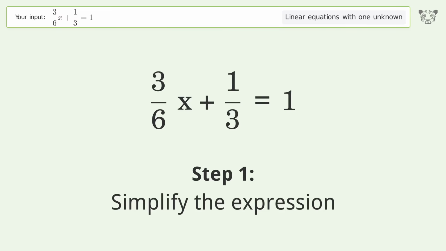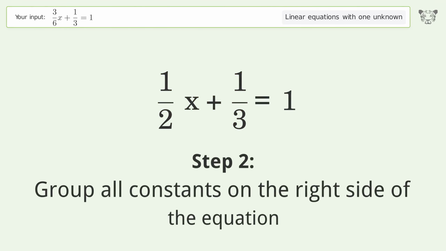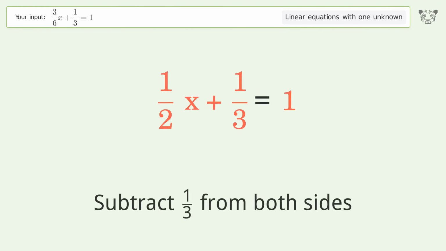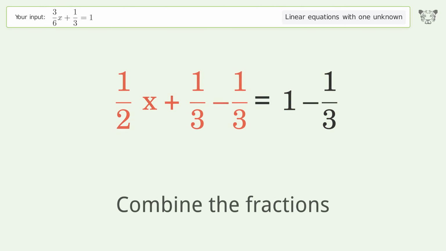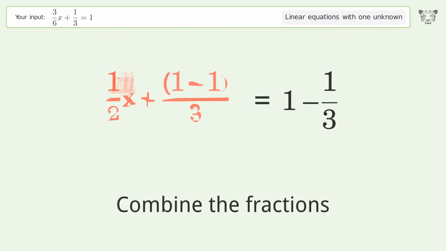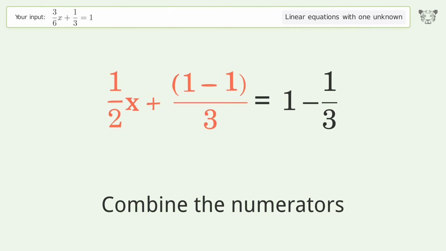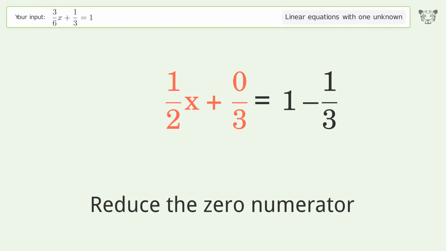Simplify the expression. Combine like terms. Group all constants on the right side of the equation. Subtract 1/3 from both sides. Combine the fractions. Combine the numerators. Reduce the zero numerator.